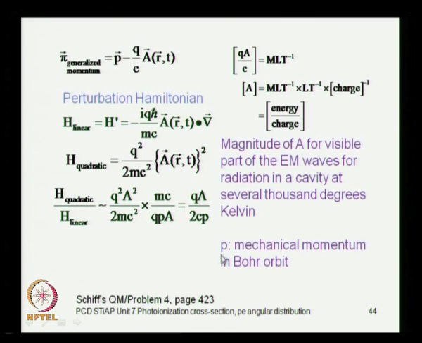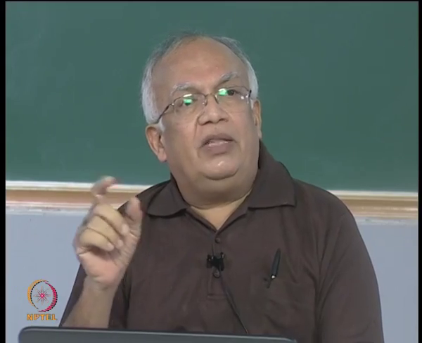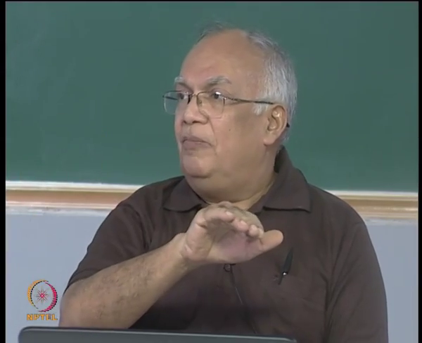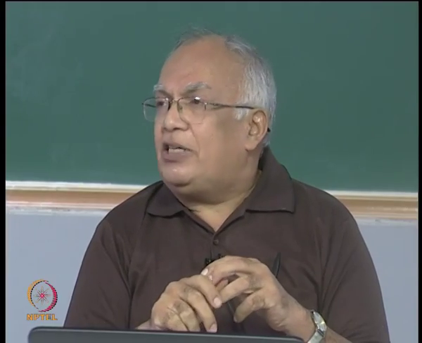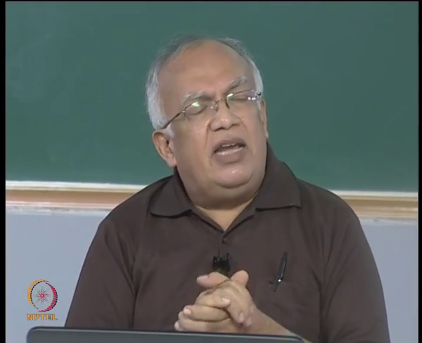And this is a very nice problem in Schiff's quantum mechanics. If you take the magnitude of A, just for the sake of exercise, take it for the visible part of the electromagnetic spectrum, because if you have radiation in a cavity you can estimate how much energy density is there. You can work out the magnitude of A for such a cavity at a certain frequency, because you have the frequency distribution formula, which is Planck's formula. So you can get an expression for the magnitude of A for the visible part of the spectral range, and you can take it for a cavity at several thousands of kelvins just to be on the safe side, because you want to consider what will happen with really strong, high temperatures.